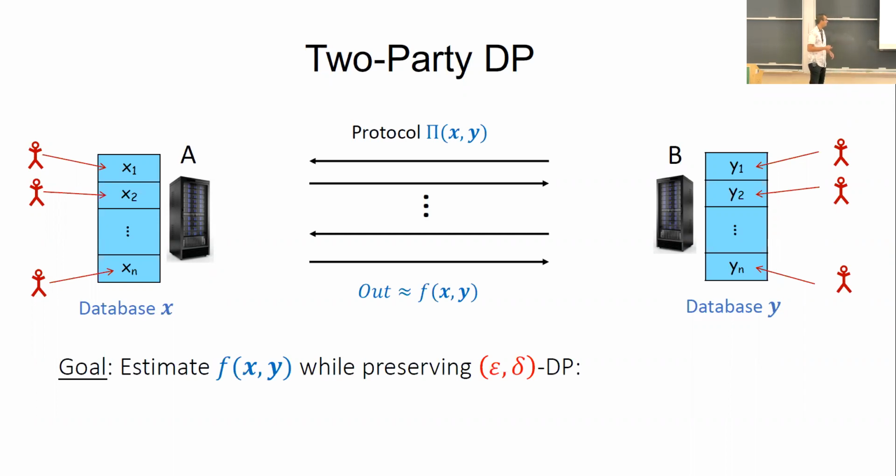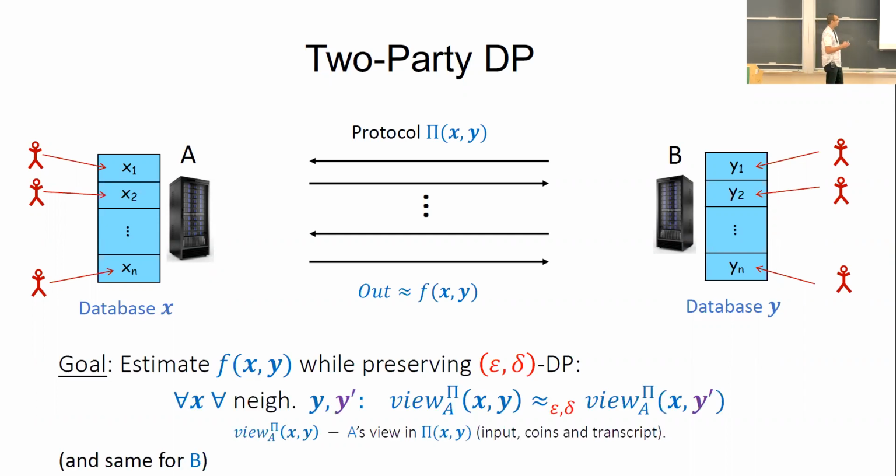What it means is that in order to protect, for example, the privacy of B, we require that no matter what database X A holds, for every neighboring Y and Y prime, the view of A in the execution pi(X,Y) should be epsilon, delta indistinguishable from the view of A in the execution pi(X,Y prime). The view of A is basically whatever A learns from the interaction. Without loss of generality, you can assume it's the input, random coins, and the transcript of the execution. And the same thing, in order to protect the privacy of A, we require the same thing with respect to the view of B.